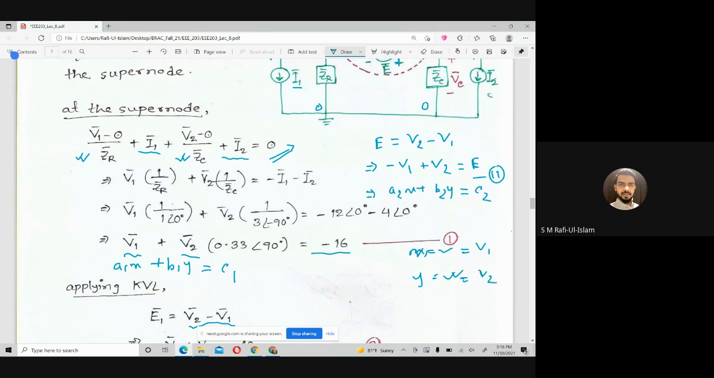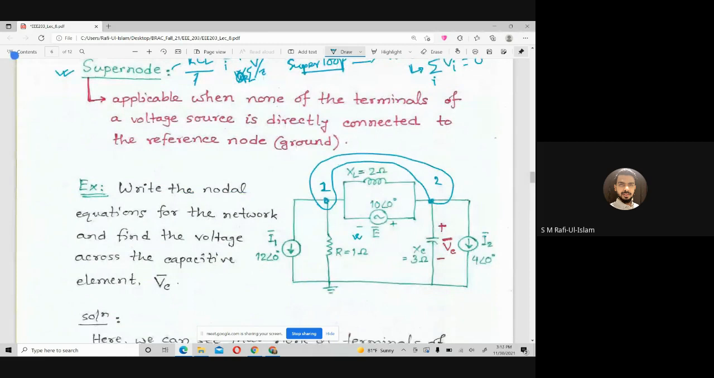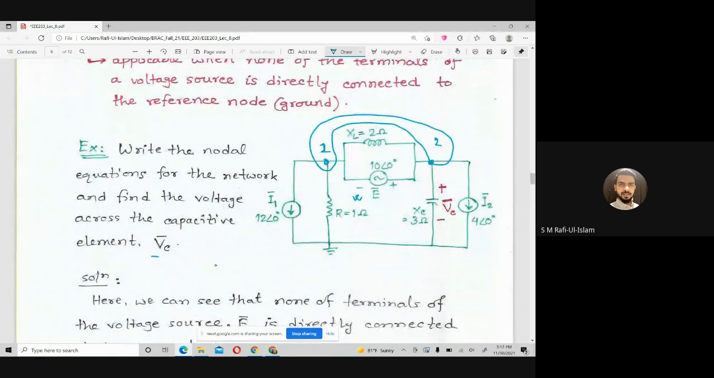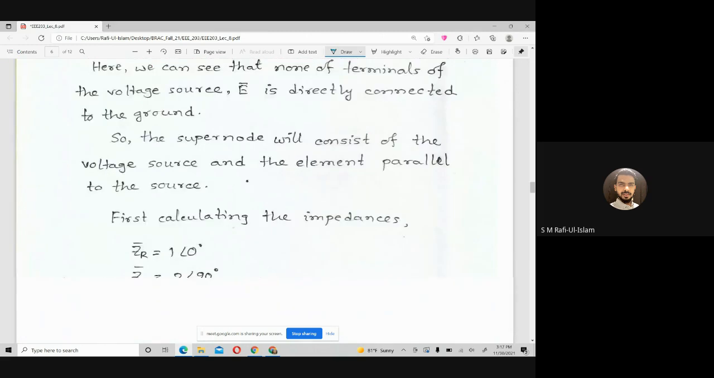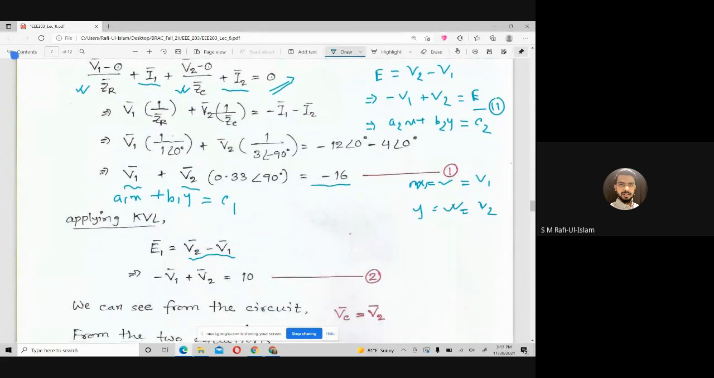So from those two equations, now check what I was asked to calculate. I need to calculate the voltage across the capacitor element, or this capacitive element. This capacitor is connected between node 2 and node 0, right? So Vc is nothing but V2 minus 0, equal to V2. You already know the V2 value, that would be the answer. Now this is not our target because it is such an easy problem to solve.